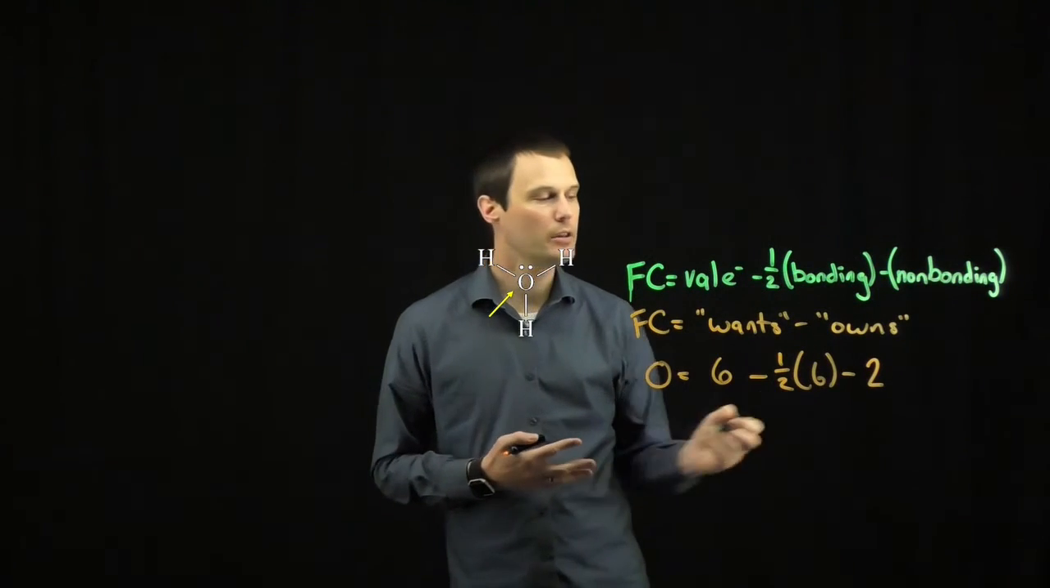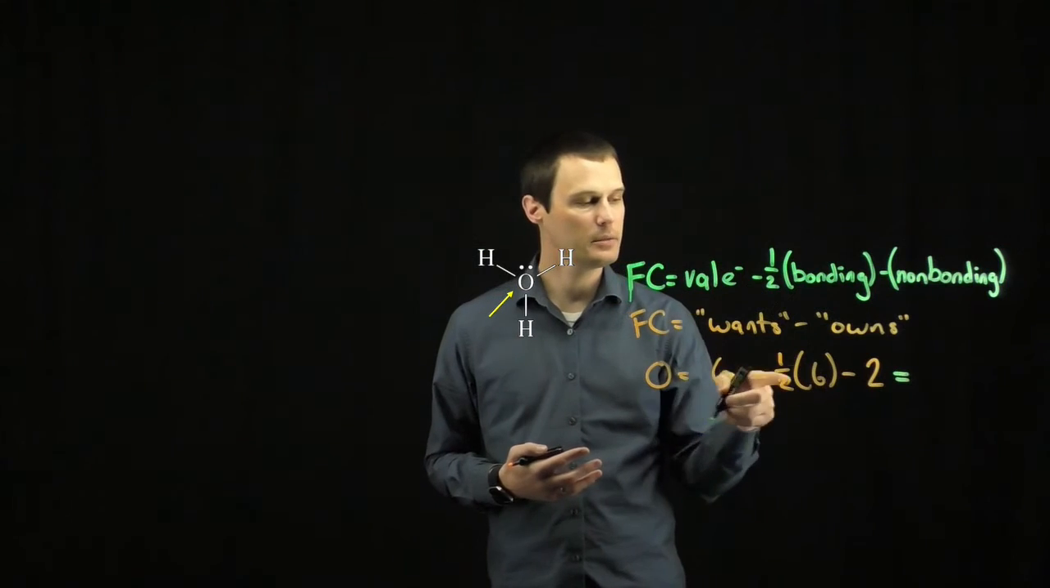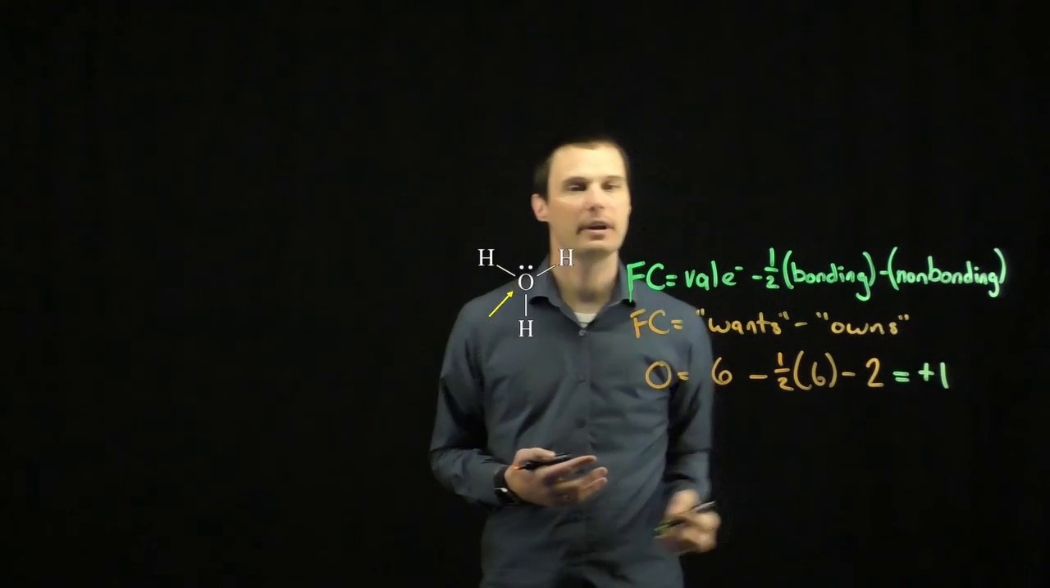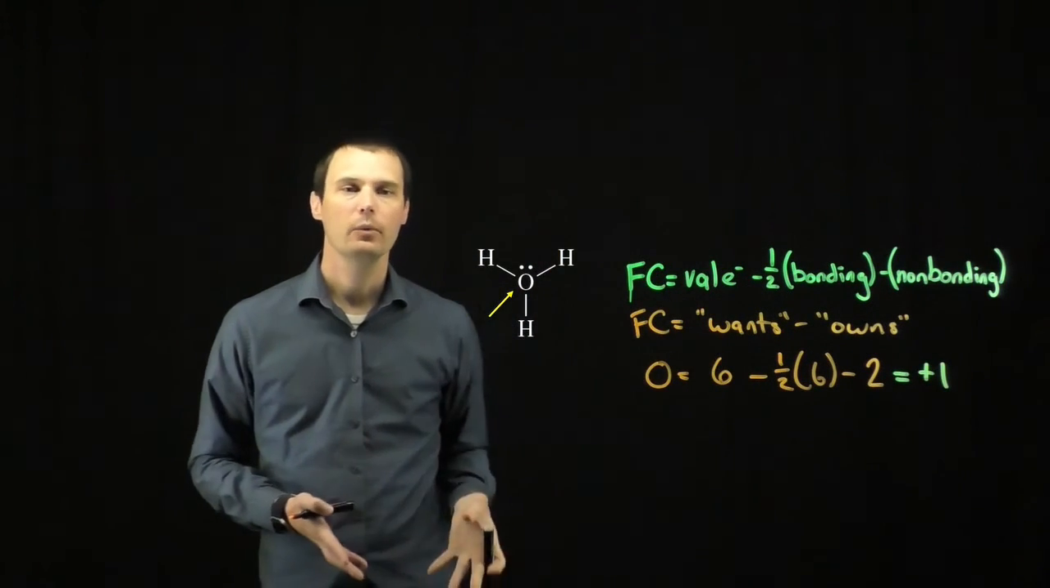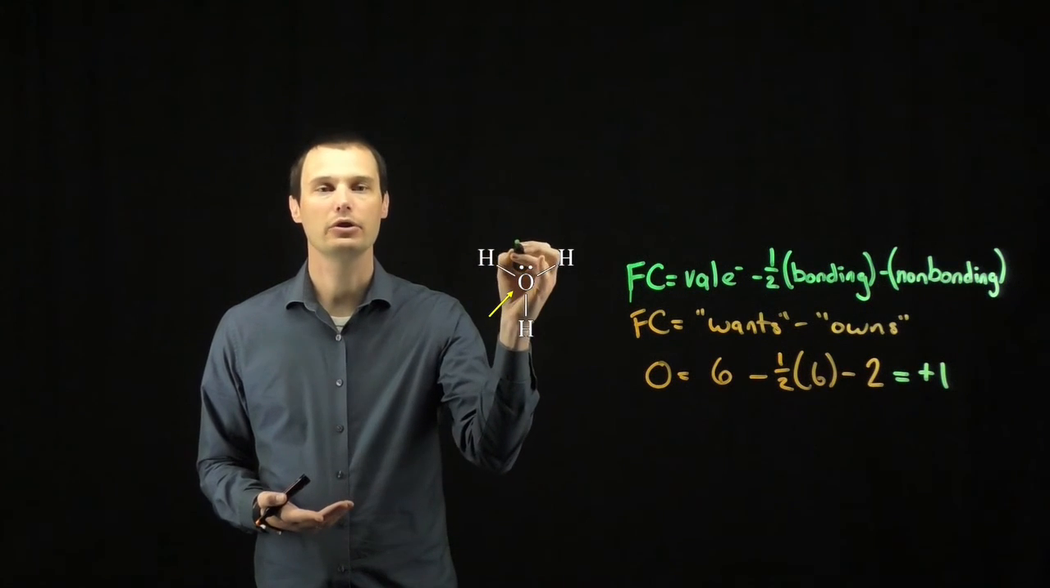That means for oxygen, the formal charge on this oxygen is 6 minus 3 minus 2. Oxygen has a positive 1 formal charge. We can indicate that by putting a positive charge on this Lewis structure.